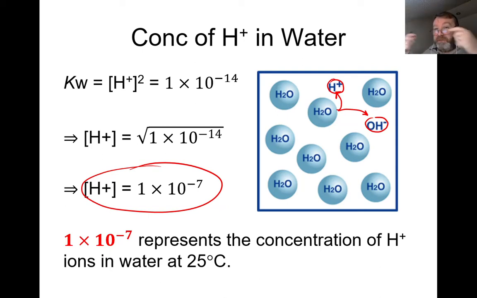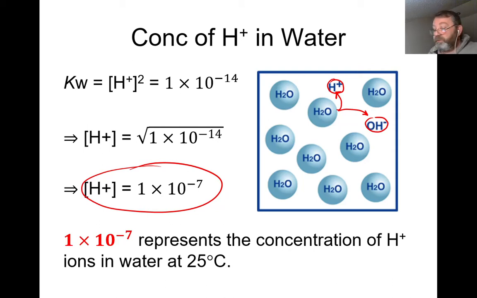Okay, when you multiply the H+ by the OH-, you get 1 by 10 to the power of minus 14 as the ionic product. But because H+ and OH- are both the same concentration, 1 by 10 to the power of minus 14 can be represented by H+ squared. You take the square root of both sides and you end up with the ionic product of water breaking down to tell you that the concentration of hydrogen ions is 1 by 10 to the minus 7 in pure water at 25 degrees.